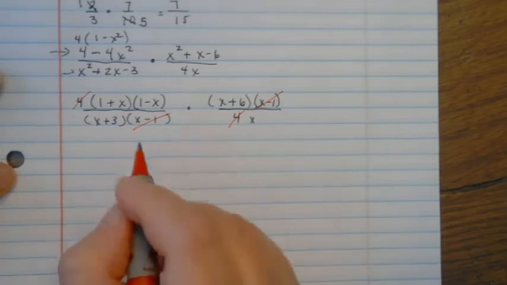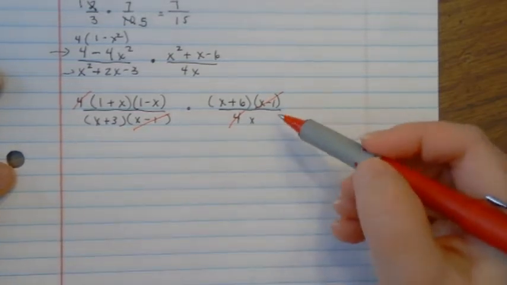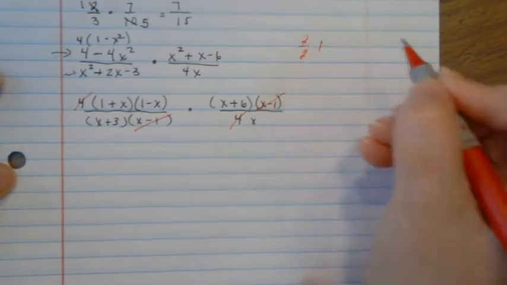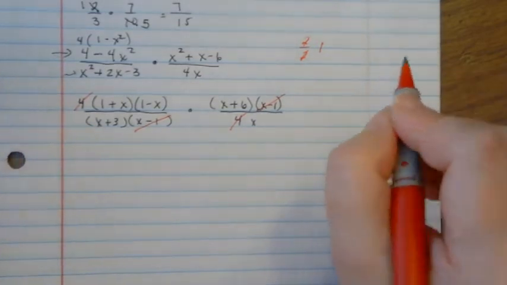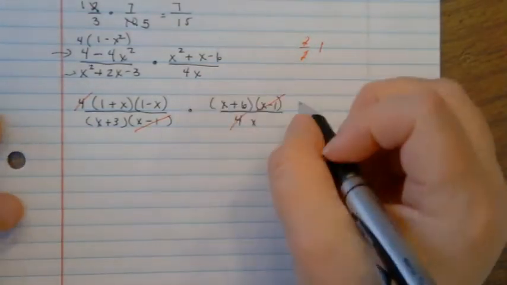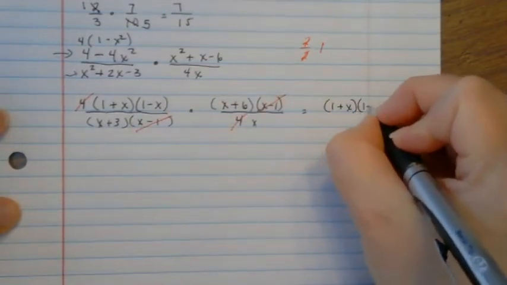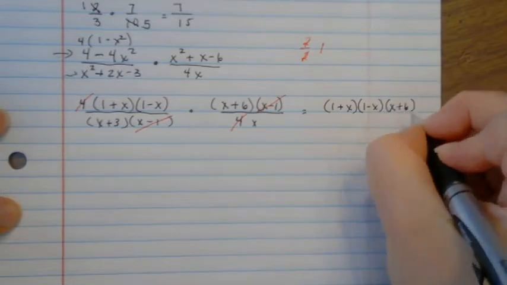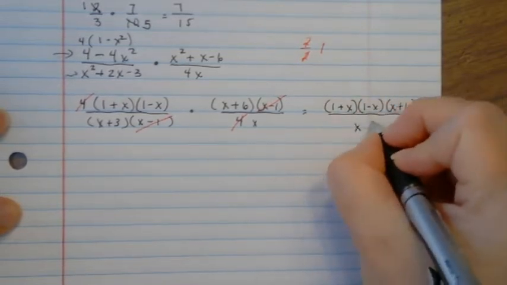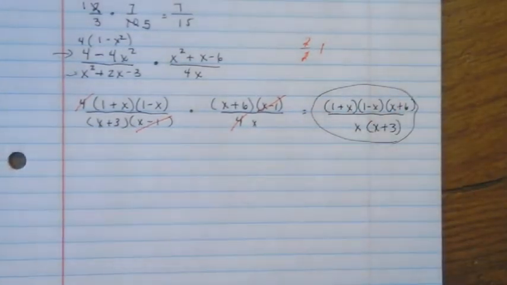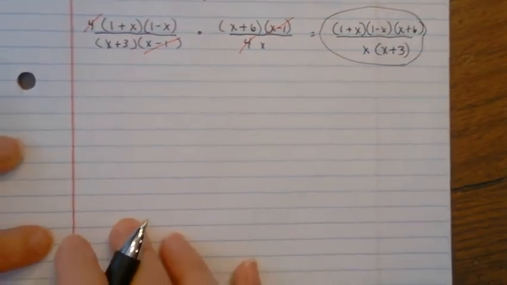So what we did here by canceling is we canceled something on top and bottom that were the same. Kind of like if I had 2 over 2, that would reduce to just be a 1. So anything in the numerator and the denominator that's the same will reduce. So now I'm ready to multiply. I'm going to have 1 plus x times 1 minus x times x plus 6 over x times x plus 3. And this is how we're going to leave our answer. We don't have to go through and multiply the whole thing back out. Seems weird that we would leave our answer like this, but we're going to because this is how we would use it. Let's do another one like this.